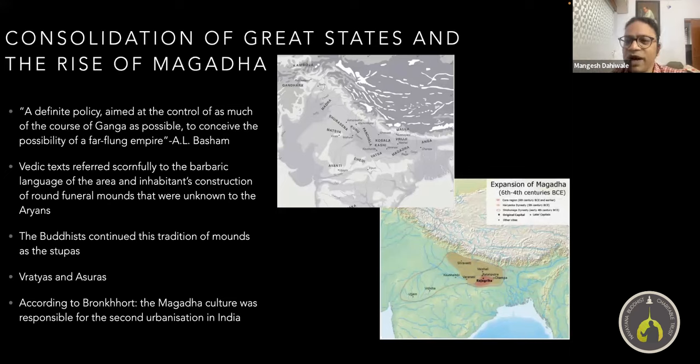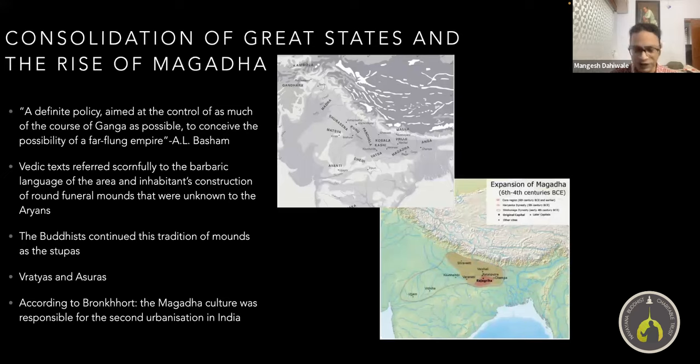So we can see that there was a rise of what is called the Magadha Empire. Why is this backstory important? Because it has to do with present day realities of a country. That's how the concept of the big empire, Jambudvipa, was developed. As A.L. Basham says, a definite policy aimed at the control of as much of the course of the Ganga as possible to conceive the possibility of a far-flung empire. So you see, the Ganga became the central river to build the empire, and the Gangetic Plain became the bedrock for the big empire to rise.